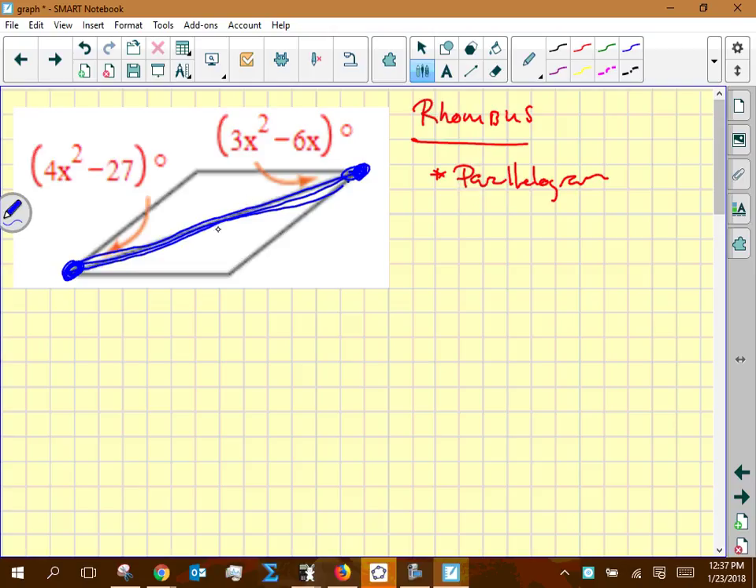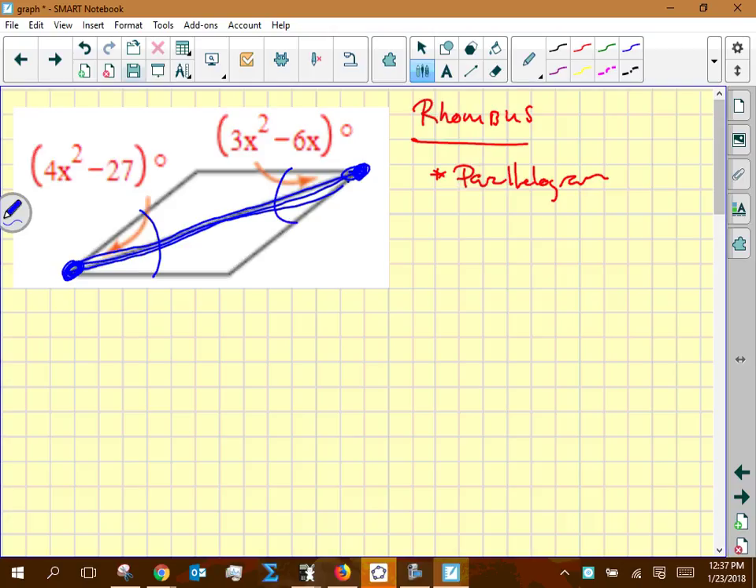When we talked about rhombuses yesterday, we said a diagonal of a rhombus is going to do what to that angle? What does it look like it does? It's going to bisect it, right? Diagonals of rhombuses bisect opposite angles. So those two angles are going to be cut in half.